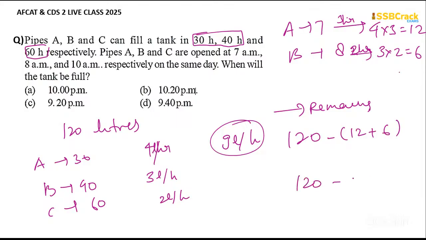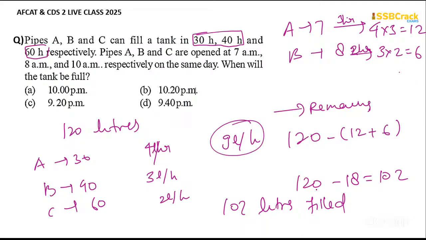Let me explain. Okay, what I was making a mistake on here: since 7, 8, and 10, we need to not worry about C, because we are first calculating how much is not overlapping in each case. When A was open, B was not open till 8 a.m. After 8 a.m., A and B were both open together. When B was open, A and B together were open, and C was not open.